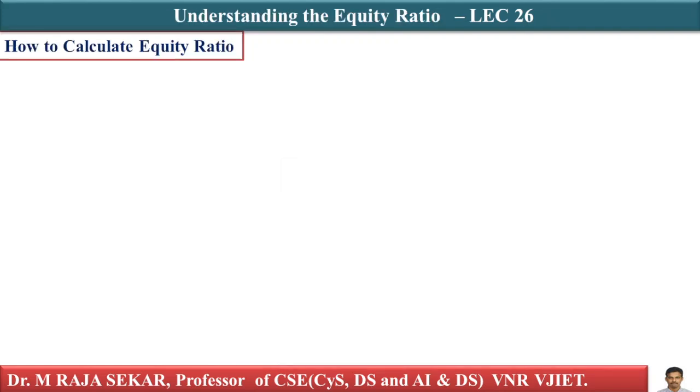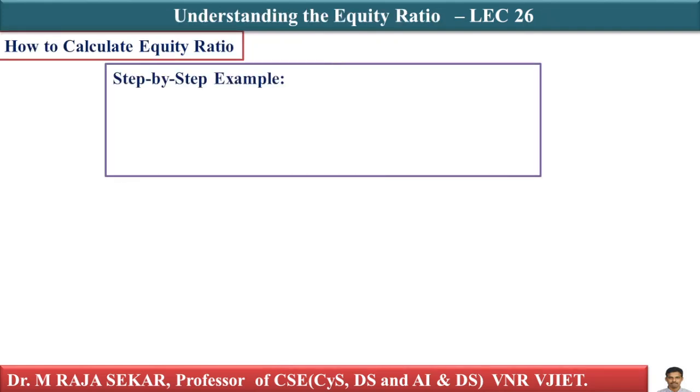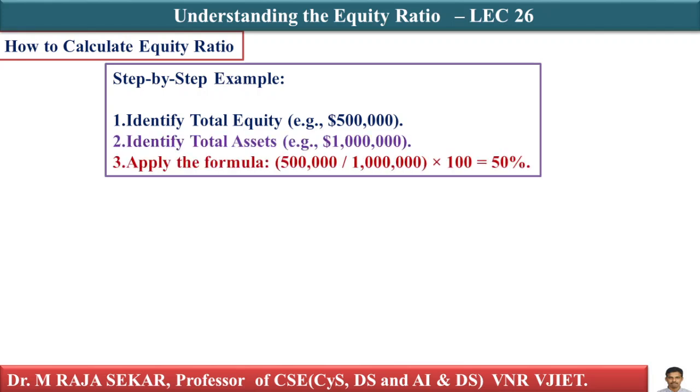How to calculate equity ratio? Let us try to understand with a step by step example. Identify total equity. Let me assume this is my total equity, 5 lakh dollars. Let me assume total assets is this much, and how can I apply? It's just a matter of dividing my equity by the assets. Therefore, what number will I get? I will get 50%, isn't it?